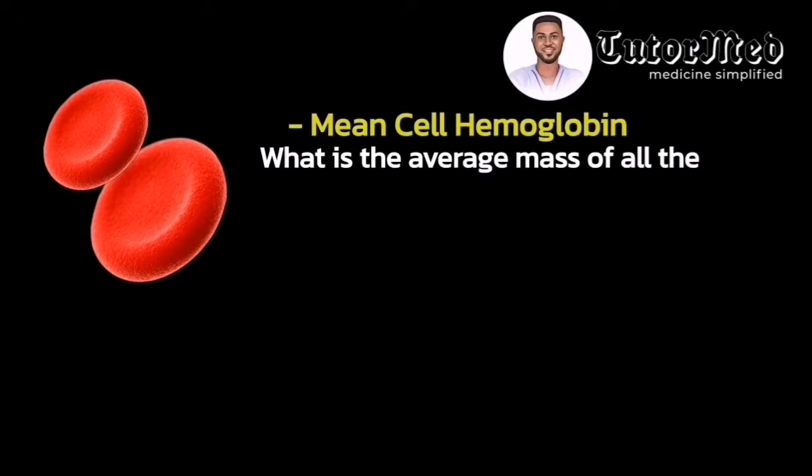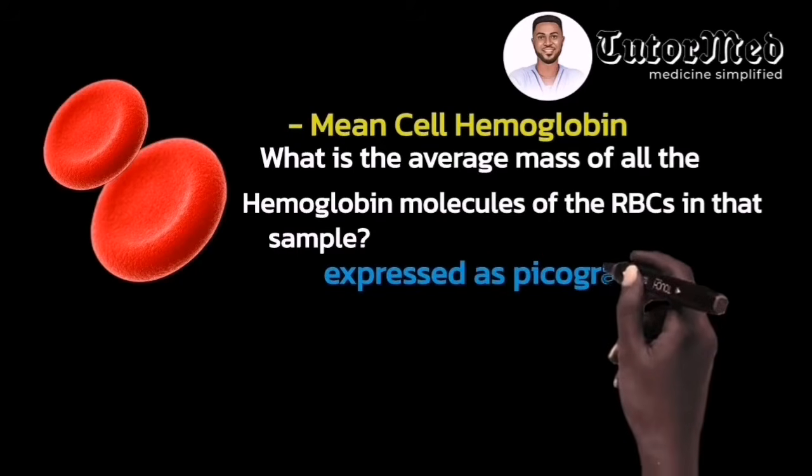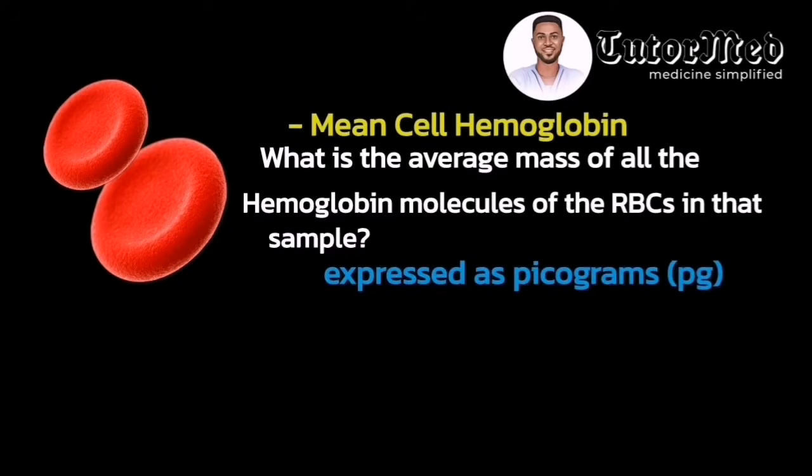The mean cell hemoglobin answers the question, what is the average mass of all the hemoglobin molecules of the red blood cells we counted in that sample? And the answer is expressed in grams as picograms. So for example, a patient can have a mean cell hemoglobin of 26 picograms.